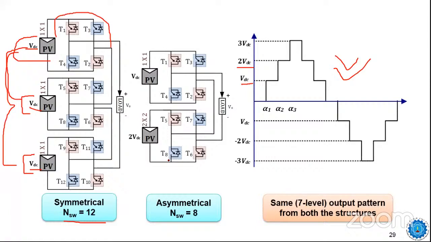But you can reduce. How? You see the interesting feature here. What I've done is connected unequal rating PV panels. One is VDC, one is 2 VDC. This is called the asymmetrical type of multi-level inverters.